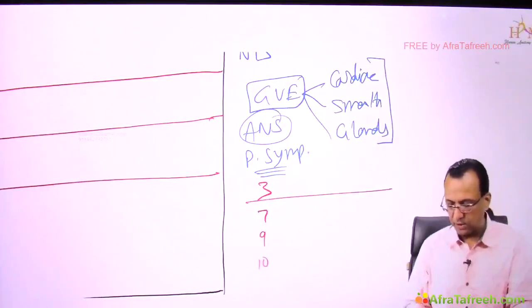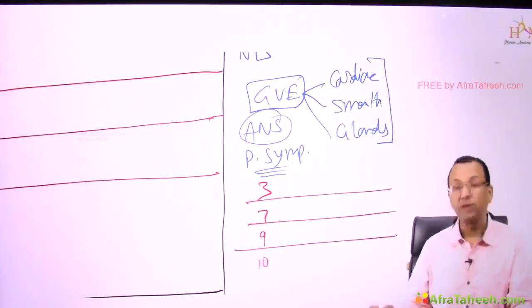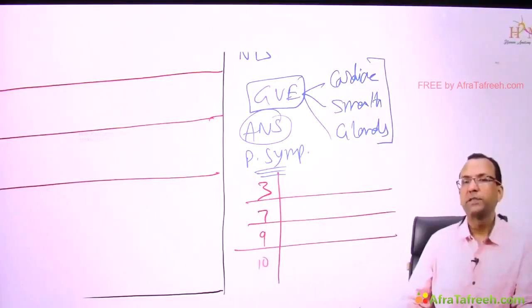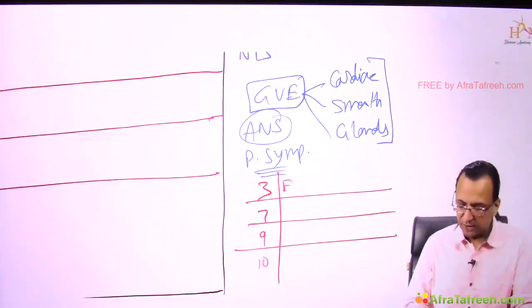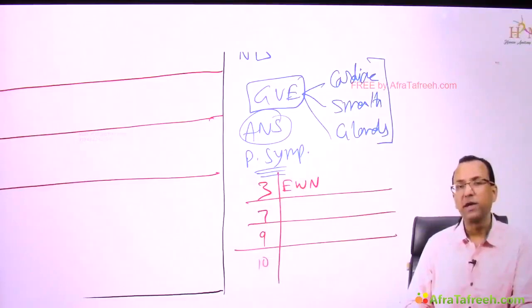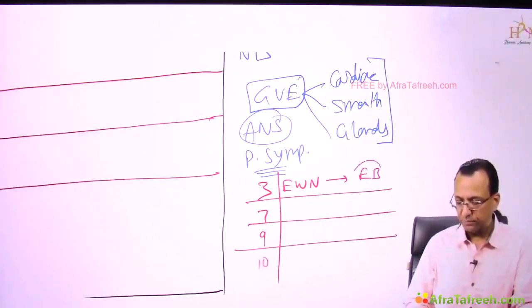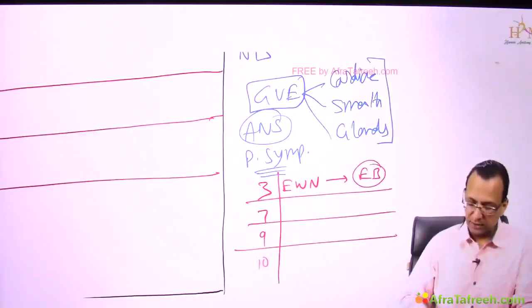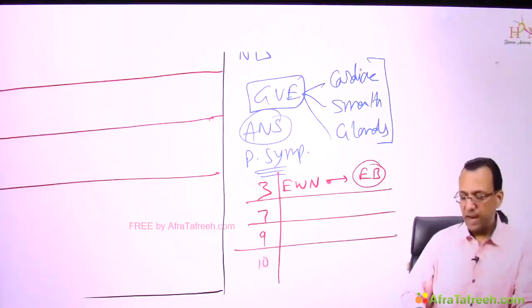Can you tell me the parasympathetic nucleus of number 3 then? Parasympathetic nucleus for number 3. Yes, Edinger-Westphal nucleus controlling some smooth muscles in the eyeball. So you are telling that the third nerve has a parasympathetic nucleus in the midbrain, which is the Edinger-Westphal nucleus. And the Edinger-Westphal nucleus is controlling smooth muscles of the eyeball.